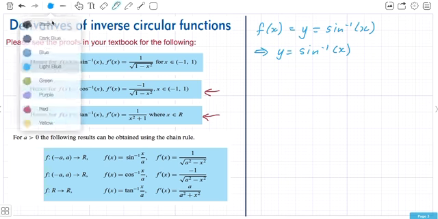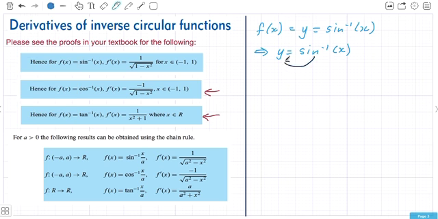So what we're going to do is take the inverse sine over to this side where it becomes just regular sine, sine of y, and we just leave x on this side. Now this is in a form that we can differentiate. So I'm just going to write: differentiate each side.